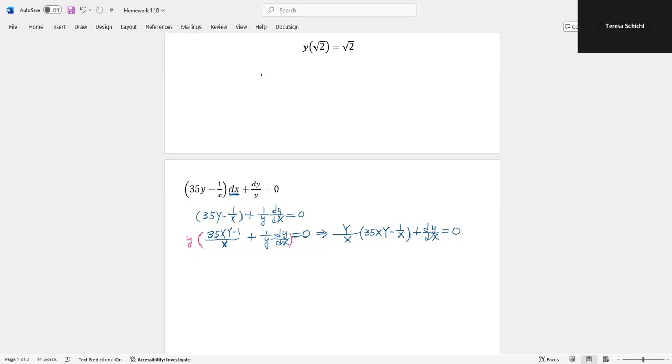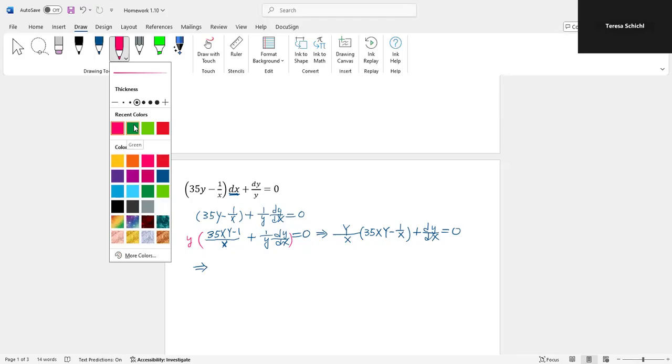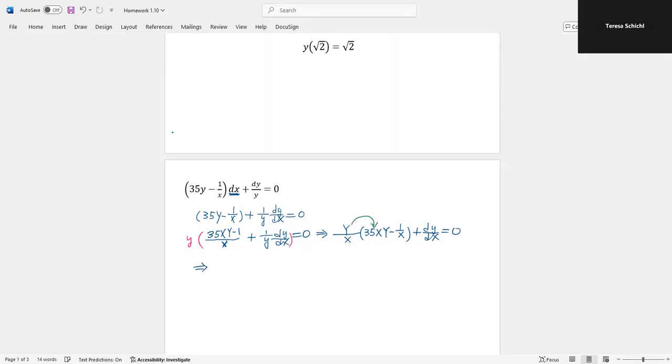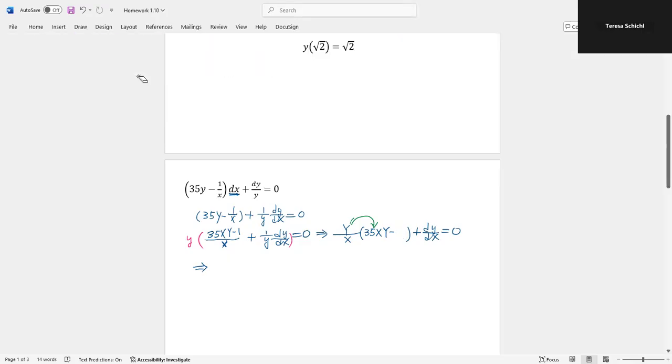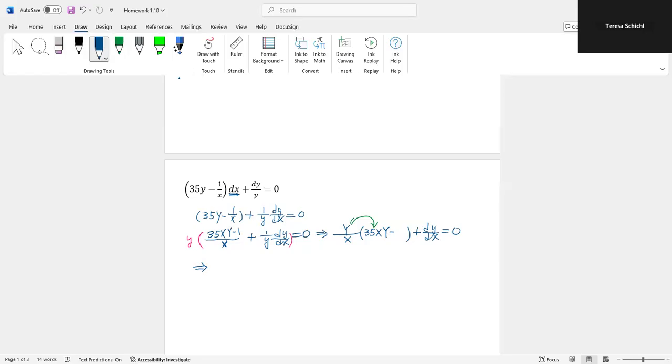So now for the next thing, I want to see whether I can put this into linear terms or not. So I like to factor that out and see what happens here. All right, so this is 35xy minus 1. Oh, okay, so here, I'm not being careful. So this is 35xy, so this is minus 1 here. All right, so I need to be very careful here.